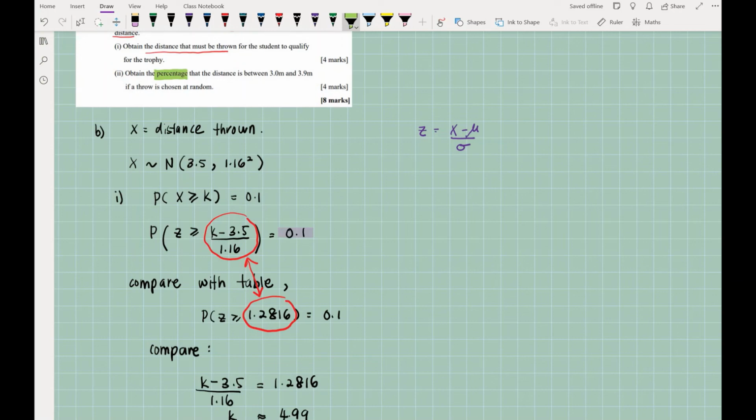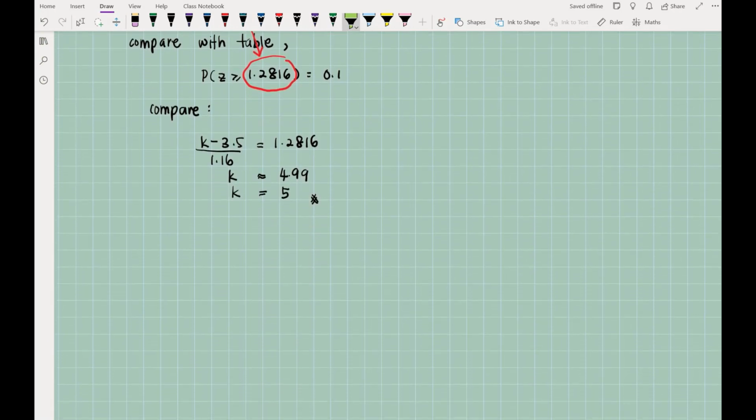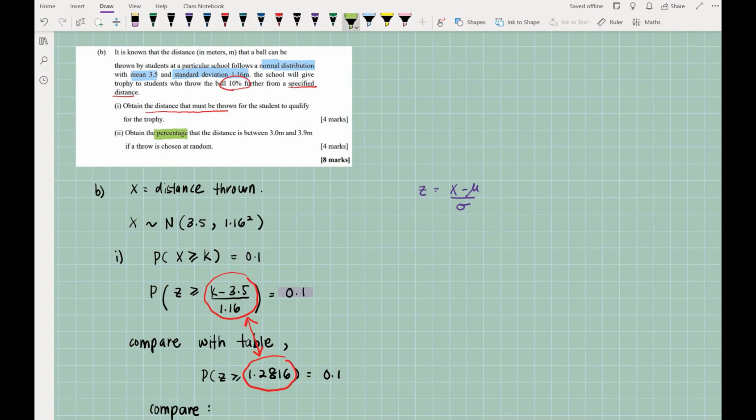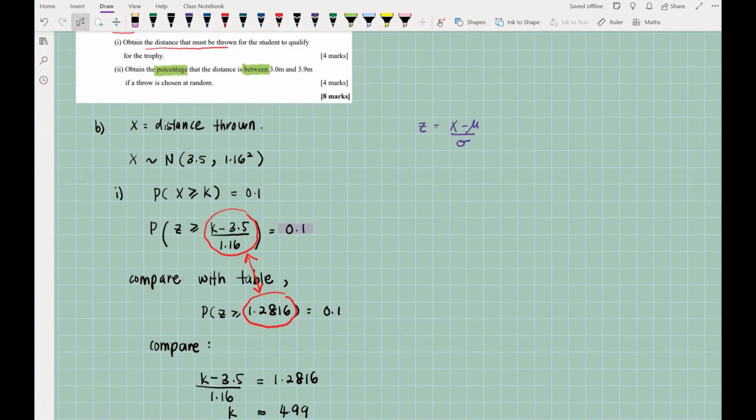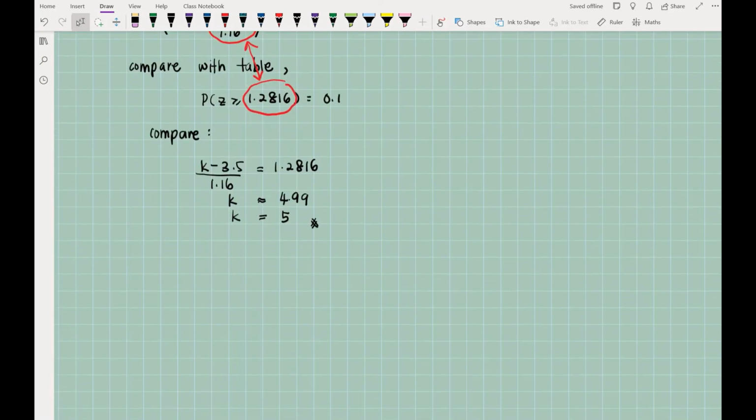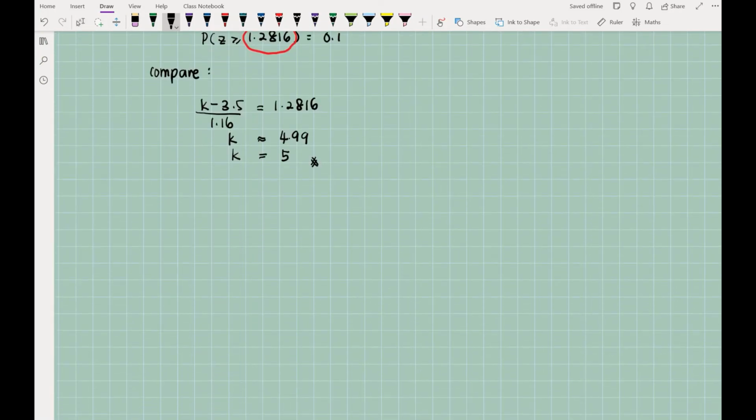So masih lagi normal distribution seperti yang diberi. Tapi now take note perkataan between. Maksudnya tiada equal to. X is greater than 3 but less than 3.9. Okay, so let's answer question 2. Untuk di sini, soalan minta finding probability X is greater than 3 but less than 3.9.